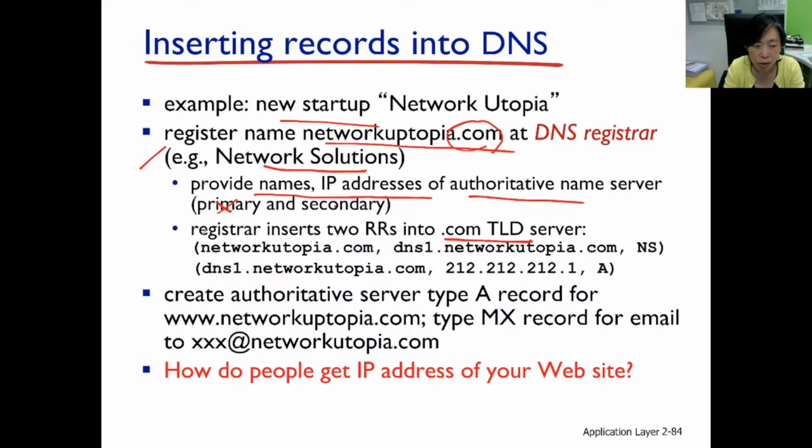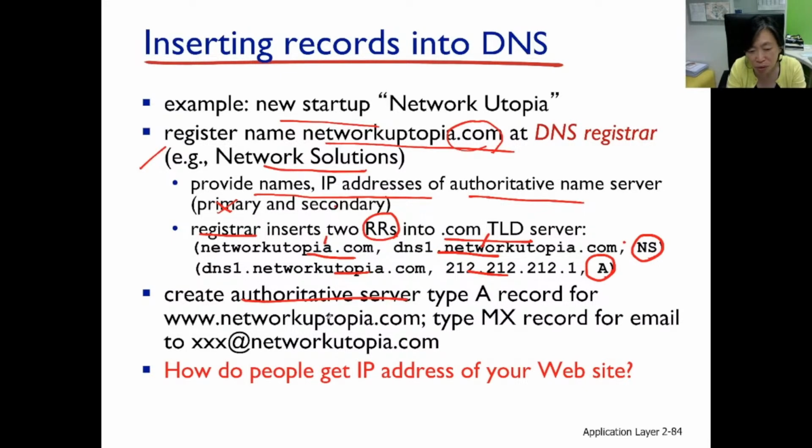At this point, the registrar, Network Solution, will try to insert two records. One is, of course, the name and IP address mapping. Second is the domain name and the host name of the authoritative server. So you see here, name to IP address is the type A, the classical one. This one here is the NS type, the authoritative type, where the TLD stores the domain name and authoritative DNS server mapping. Good.